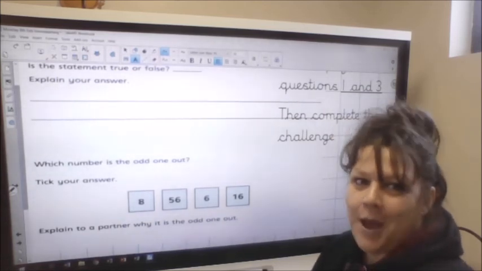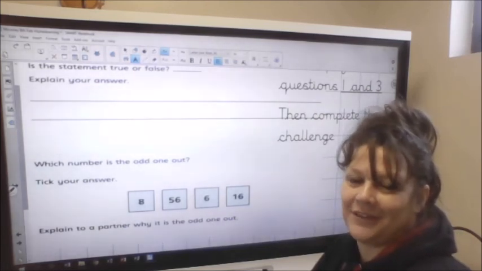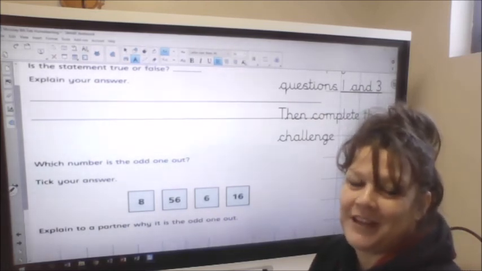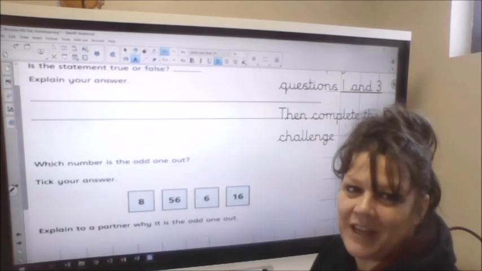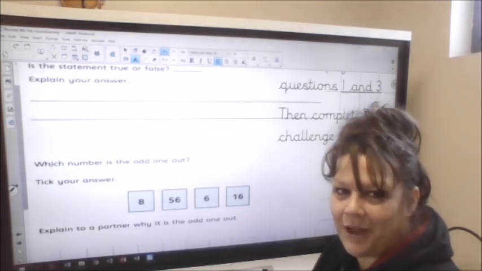Okay, so by the end of today's session, you should now be experts at multiples, and I'm looking forward to seeing your work. We're going to be having a little look at factors tomorrow.